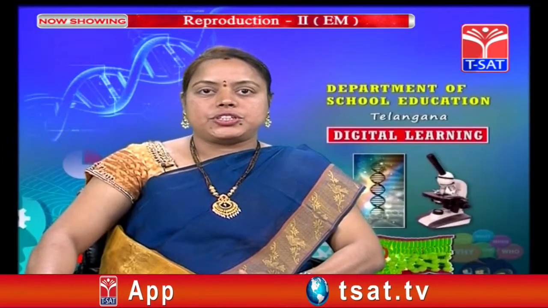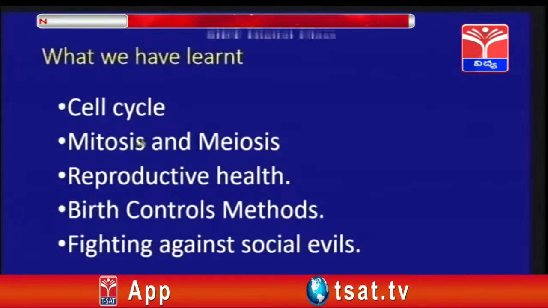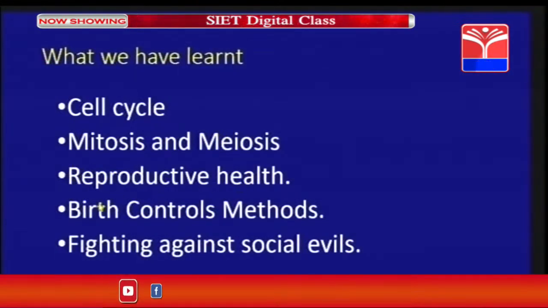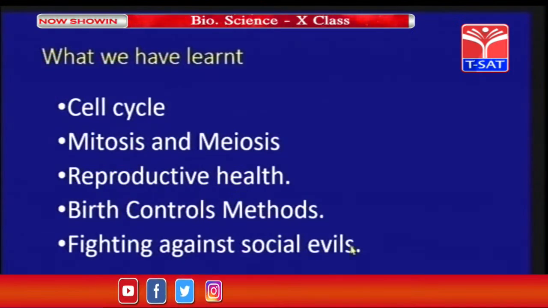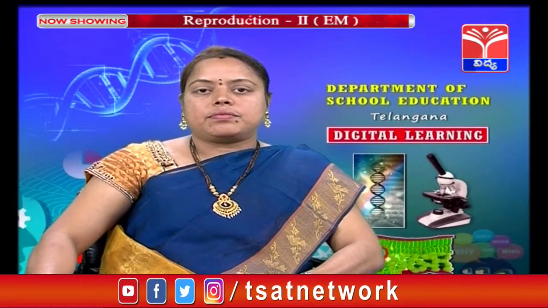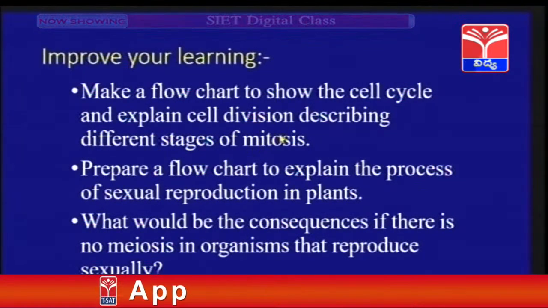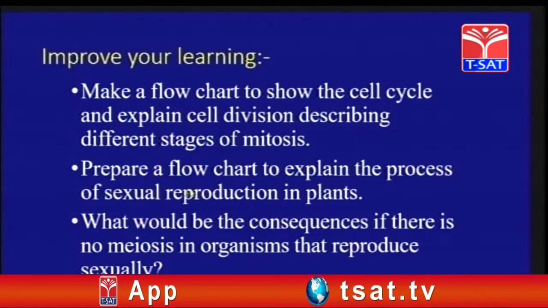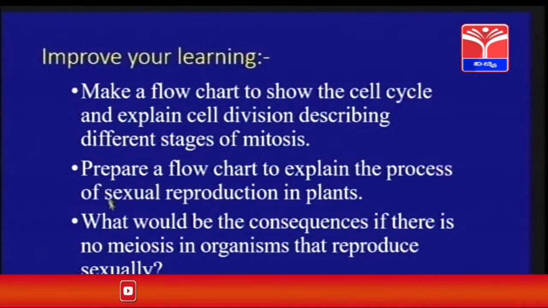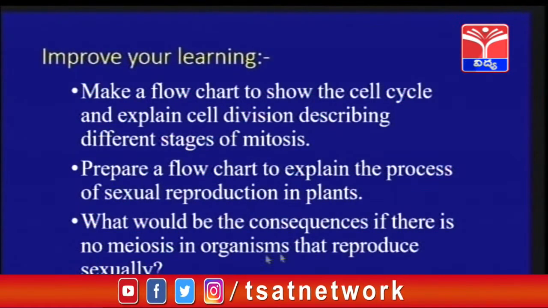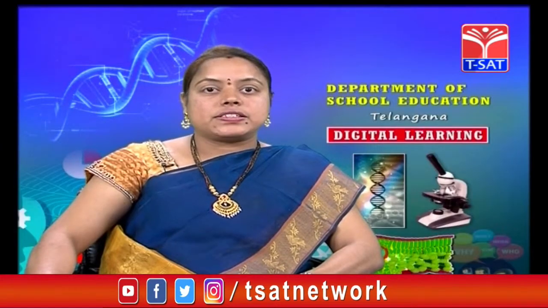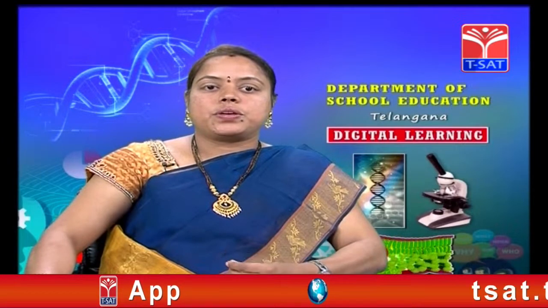What have we learned? Children, we have learned cell cycle, mitosis and meiosis, reproductive health, birth control methods, fighting against social evils. Improve your learning. Make a flowchart to show the cell cycle and explain the process of cell division in mitosis, and also prepare a flowchart showing sexual reproduction in plants, as we have discussed this in our earlier classes. And what would be the consequence if there is no meiosis in organisms that reproduce sexually? Because children, we have discussed in this class that the meiosis process takes place only in sexual reproduction.